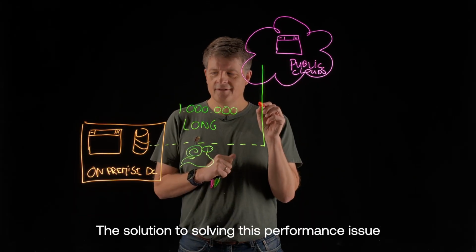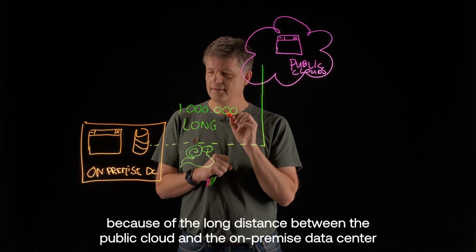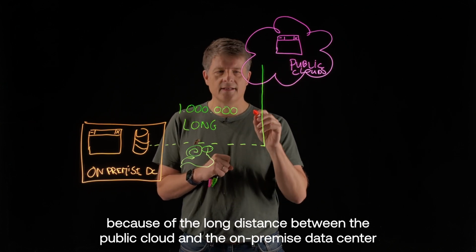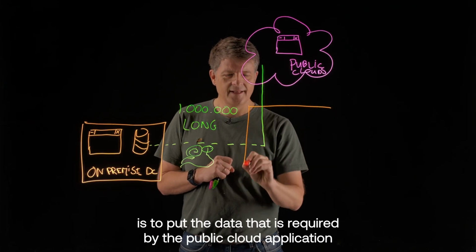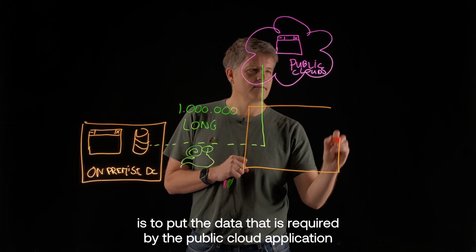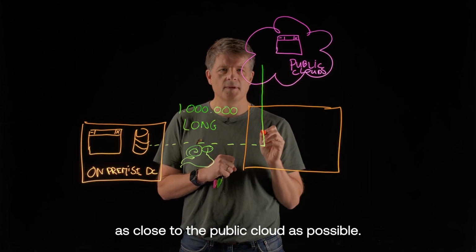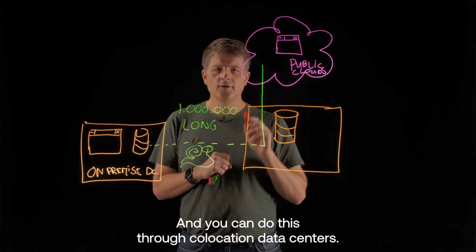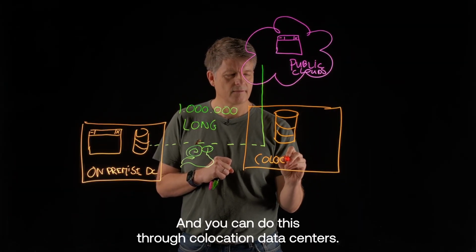The solution to solving this performance issue because of the long distance between the public cloud and the on-premise data center is to put the data that is required by the public cloud application as close to the public cloud as possible. And you can do this through co-location data centers.